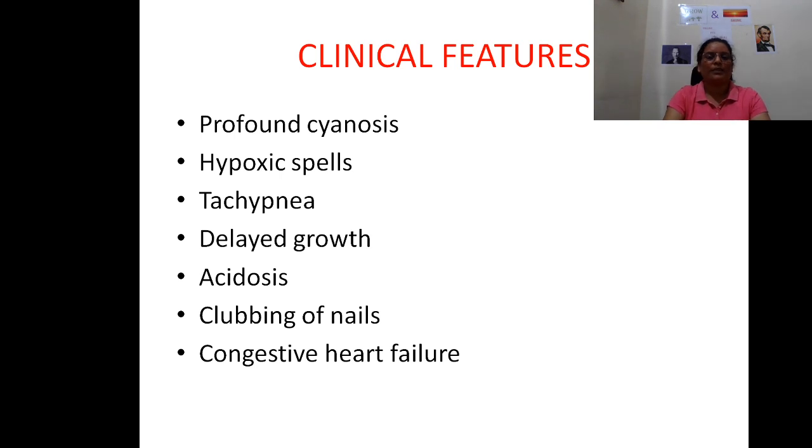Hypoxic spell. What happens in a hypoxic spell? When the child is suffering from a hypoxic spell, he is suffering from central cyanosis. What do you mean by central cyanosis? When the infant's lips convert to blue color, and the mucous membrane is also blue, and the nail beds look like blue discoloration, that time it is known as hypoxic spells. Also tachypnea, delayed growth, acidosis, clubbing of nails, where there is a normal shape of nail lost, and congestive heart failure.